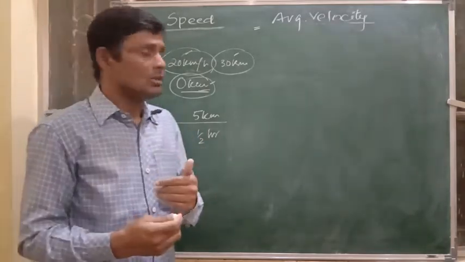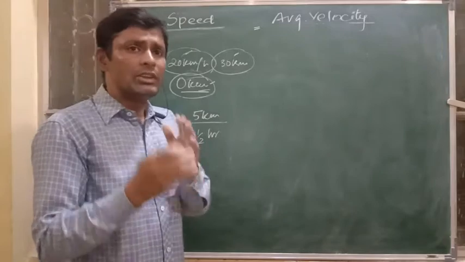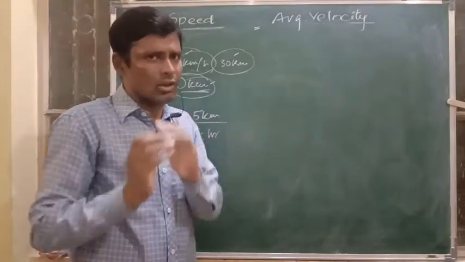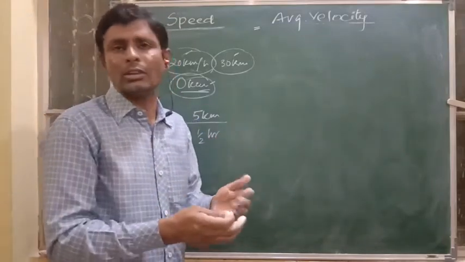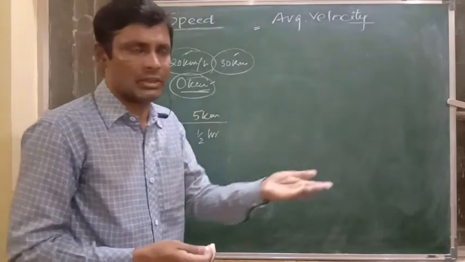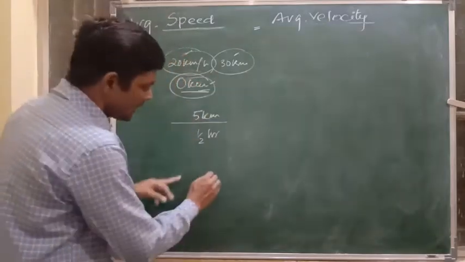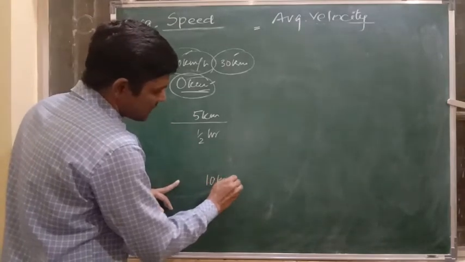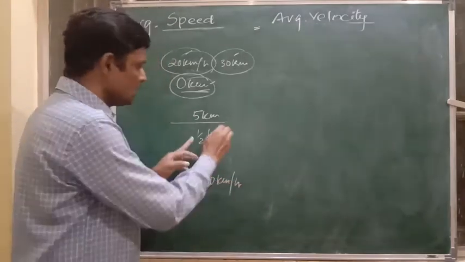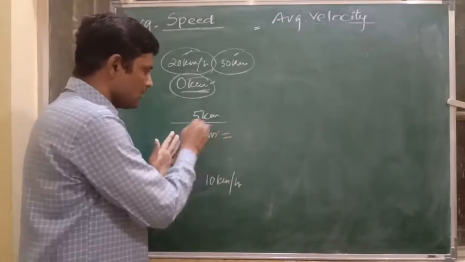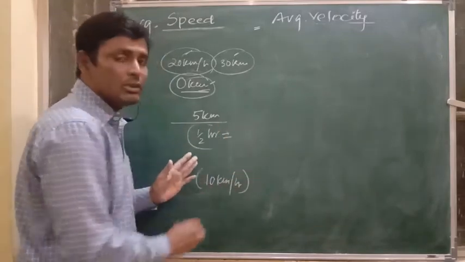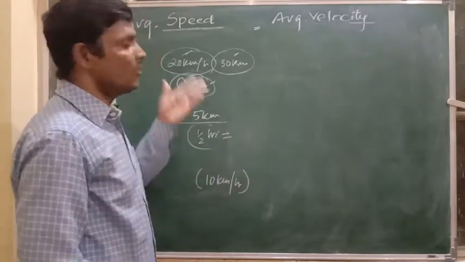If I ask you to come to your school with a constant speed, not stopping anywhere and not over-speeding, you just take a constant speed and come to your school. Then you have to take 10 km per hour to reach your school within half an hour. So this constant value will be your average speed.